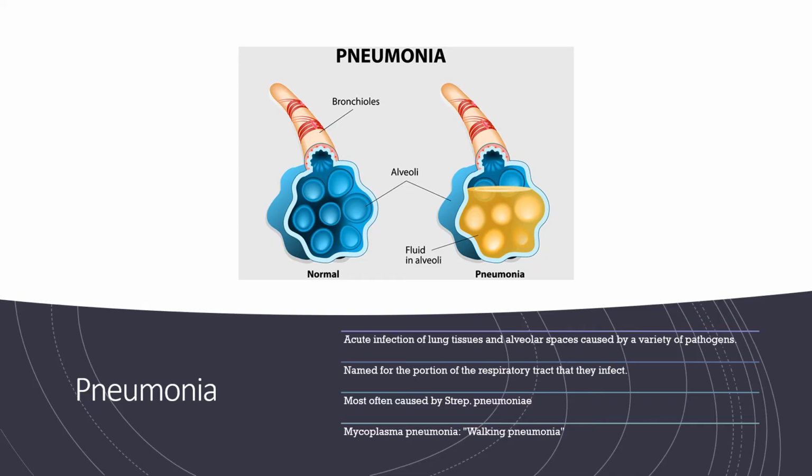Pneumonia can be caused by bacteria, fungi, protozoa, or viruses, and pneumonia is an acute infection of lung tissues and the alveolar spaces. It's named for the portion of the respiratory tract that it infects. So, for example, bronchopneumonia is named for the bronchi and the alveoli that are affected. Symptoms typically include fever, cough, acute chest pain, and respiratory distress.